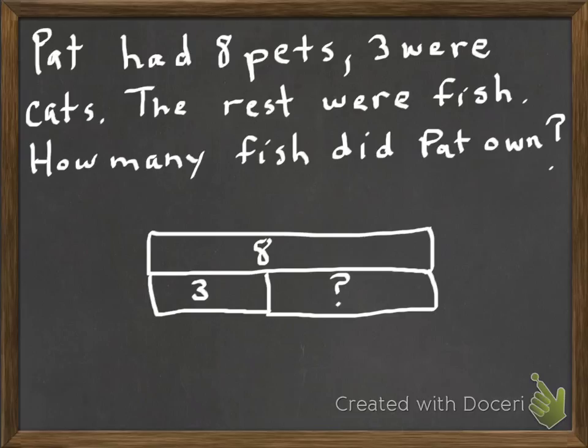To solve this problem, you would use subtraction. 8 minus 3 equals 5. So the missing part of this bar model is 5. Pat owned 5 fish. If you have extra time, you can write a bar model problem of your own.